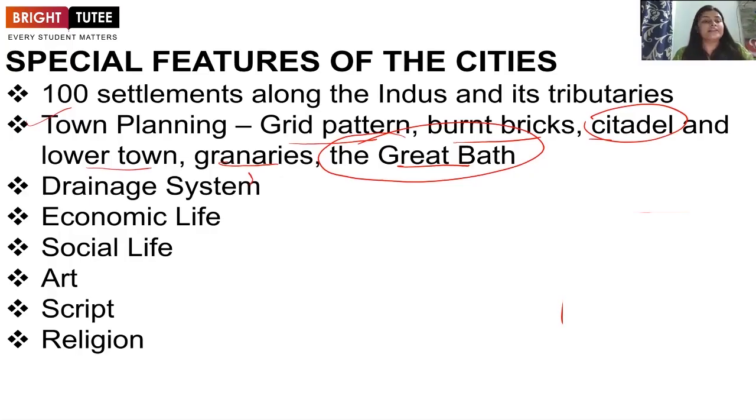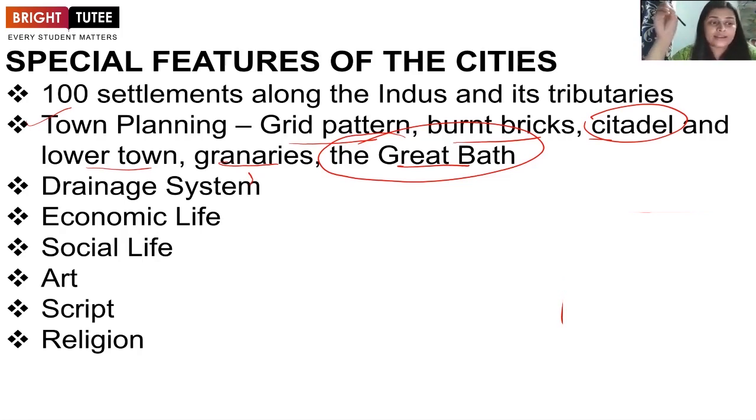Now, when we talk about the economic life, very, very important. And so many aspects come under the economic life. Now, if we see, there was progress in all spheres of economic activity in the Harappan civilization, whether we talk about agriculture, craft and trade, or industry, everything was flourishing during that time.